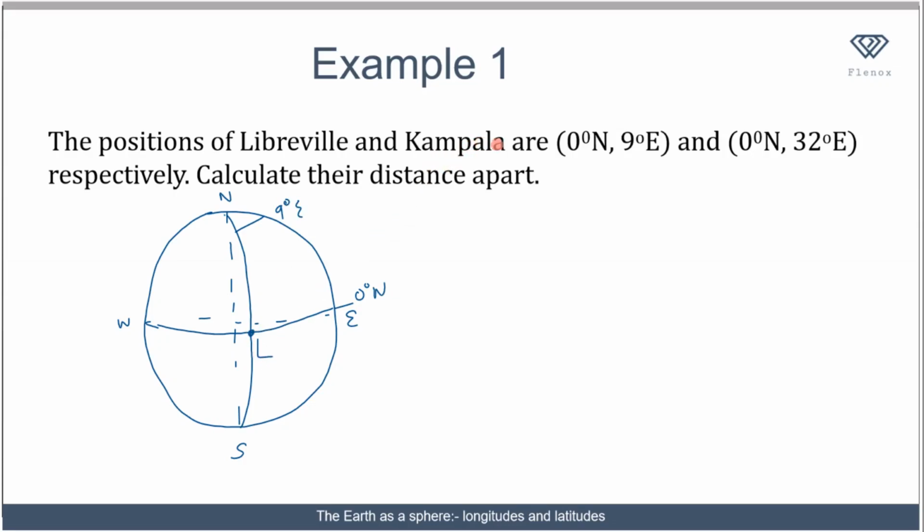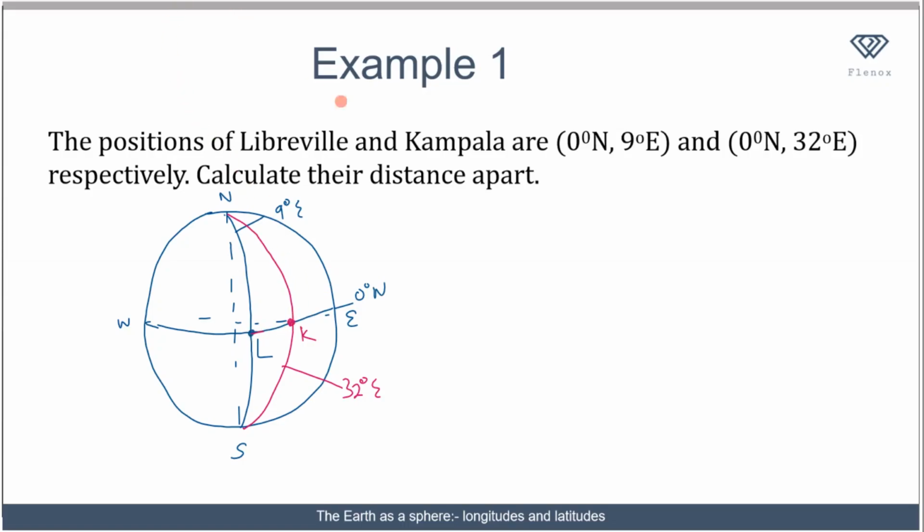Now for Kampala, I'm told that the coordinate is 0 degrees north, which is also this line over here, and 32 degrees east. Since it is in the eastern hemisphere, it's going to be at the back of this 9 degrees east. And the coordinates over there are 32 degrees east. So the point of intersection over here is Kampala. So I now find the distance between these 2 points.